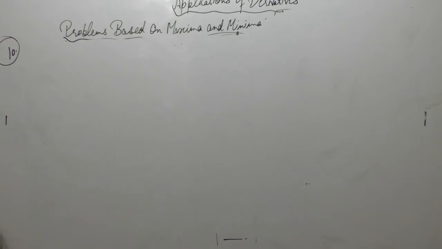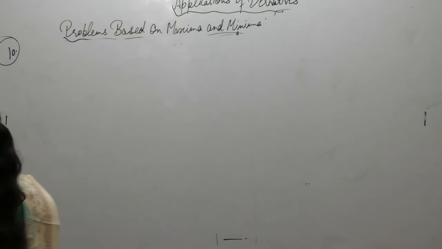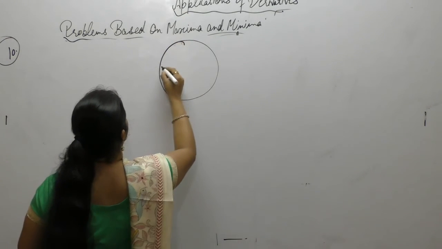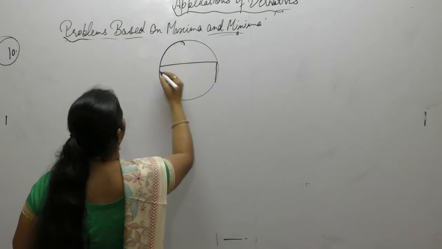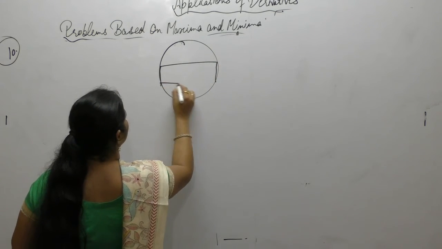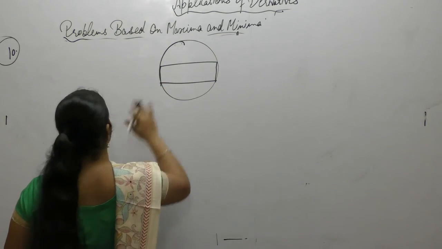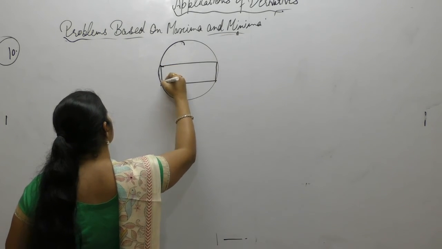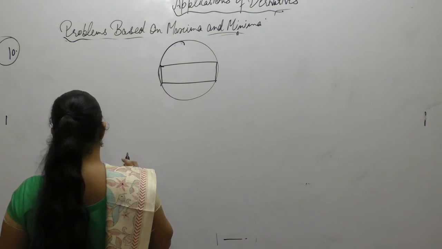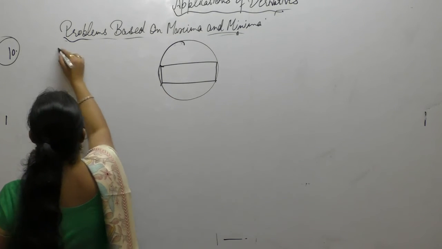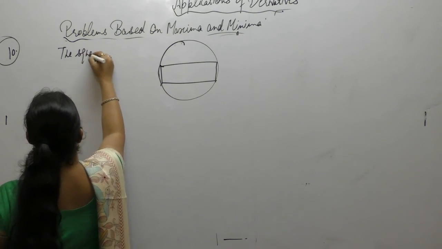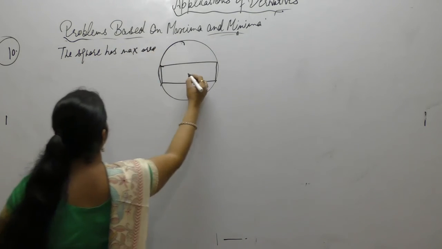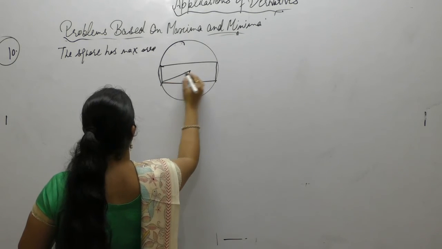Next one. Show that of all the rectangles inscribed in a circle, the square has maximum area.